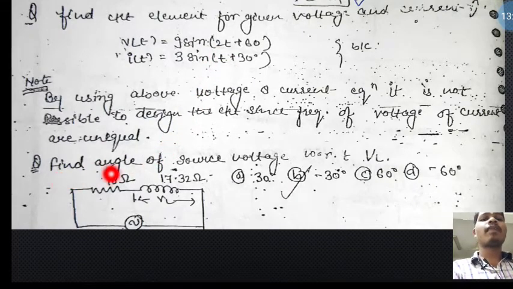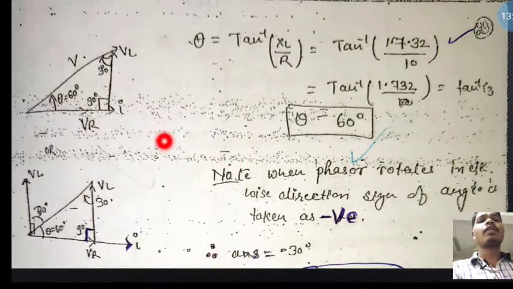Now see another question, finding the angle of the source's voltage with respect to VL. This is the voltage source given, with a resistance value of 10 ohm and an inductive reactance value of 17.32 ohm, and the voltage across the inductance will be VL. Okay, so it is asking about finding the angle of the source voltage. Now see, this is the voltage triangle, VR. We are taking the current I as reference. Okay, so here VL, the voltage across the inductor, will lead.